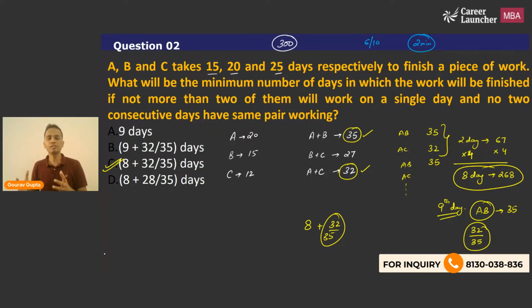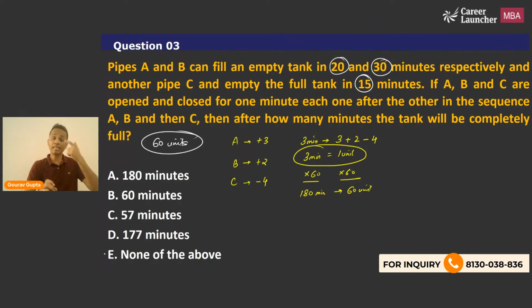And when I'm doing some work and the work gets finished, I can say that that is the first time, or that is the earliest stage when the work gets completed. Now, understand what has happened in this question number 3. So A, B, and C are working for 1 minute each alternately, right? So first minute A has worked, second minute B has worked, third minute C has worked.